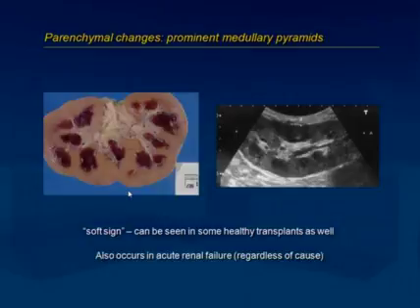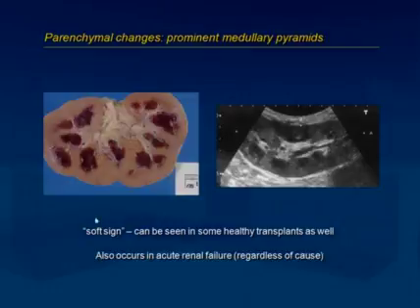Another important finding in the parenchyma, prominent medullary pyramids, as seen in this transplant. Medullary pyramids very obvious in this picture as echo-poor areas, and if you compare that to the pathology findings of such a kidney, then it's very obvious that these are indeed the medullary pyramids, as in this transplant kidney from a patient with acute transplant failure.